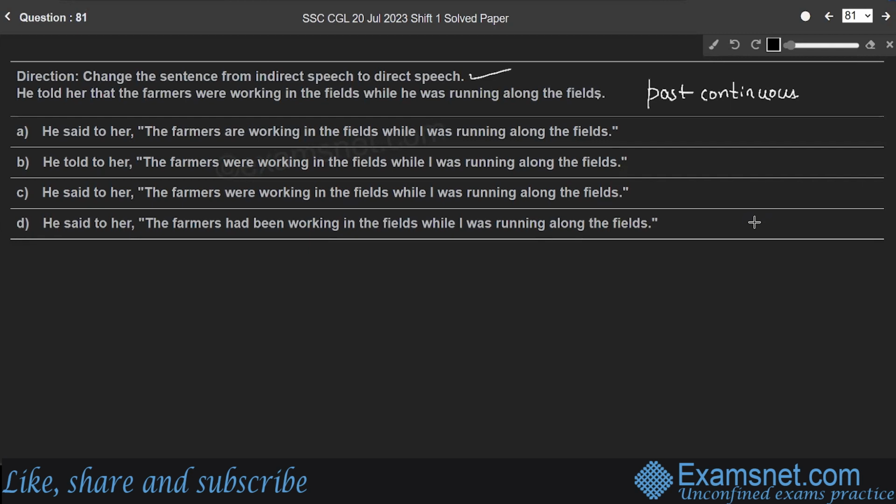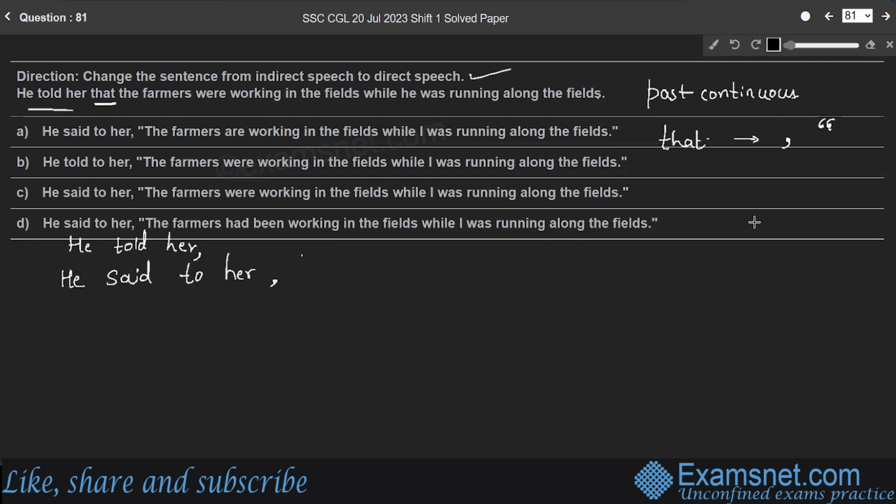Therefore, the direct speech form of the sentence becomes, he told her. Here "that" is a conjunction, right? So in place of that, write a comma and inverted comma. You can leave "he told her" as it is, or you can convert "told" to "said to her", comma. Otherwise, you can leave "he told her" as it is. Don't write "he told to her", right? So both ways you can consider.